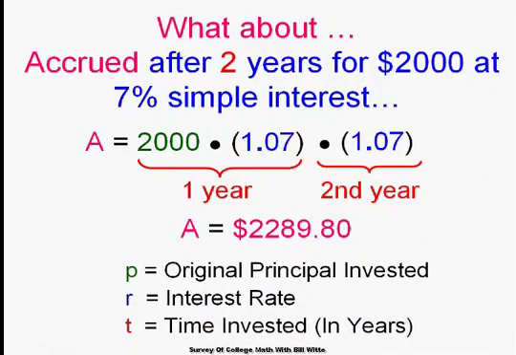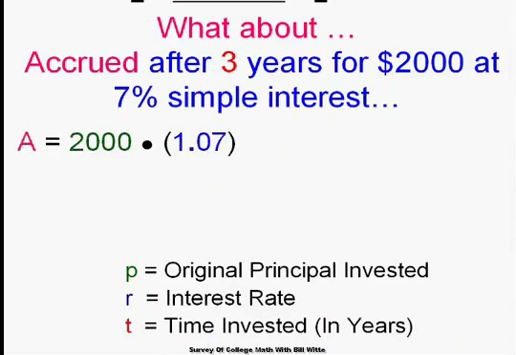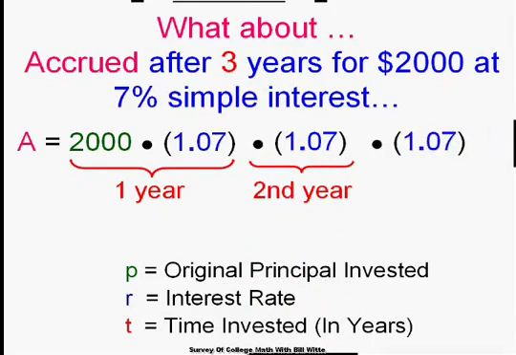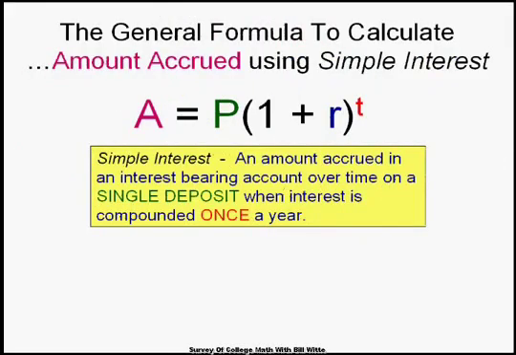Well, let's see if we can come up with some sort of a pattern here. Show me the money! What would be accrued after 3 years? Let's look at it. Well, we'll have our 2,000 times 1.07. Of course, that's the first year. And then we'd multiply times 1.07 for the second year. And then what are we going to do for the third year? Of course, we're going to multiply by 1.07 for the third year. Excellent. Get even more money, right? Pay attention, son. Look at me when I'm talking.